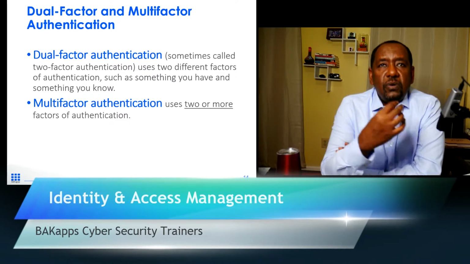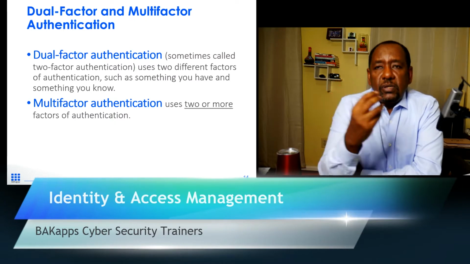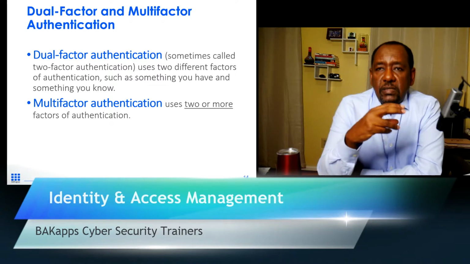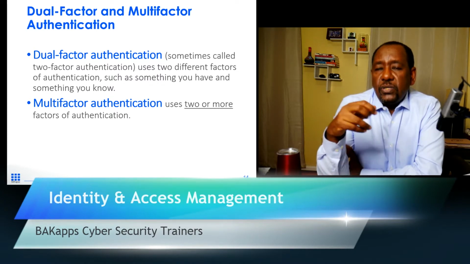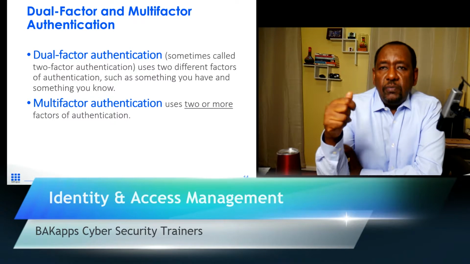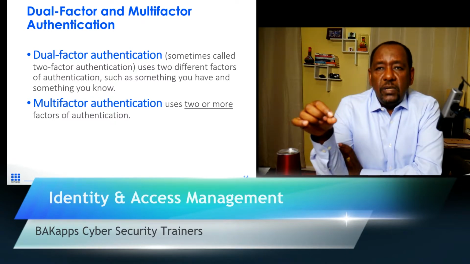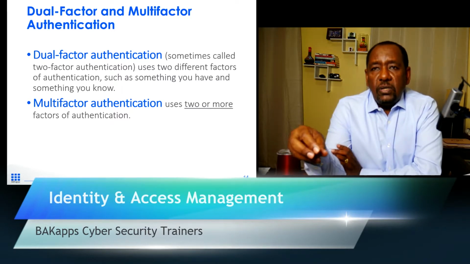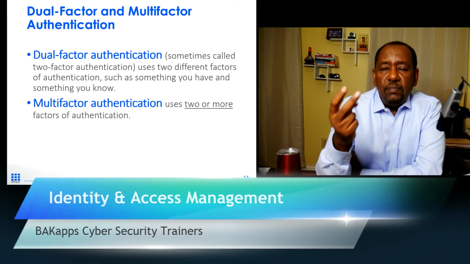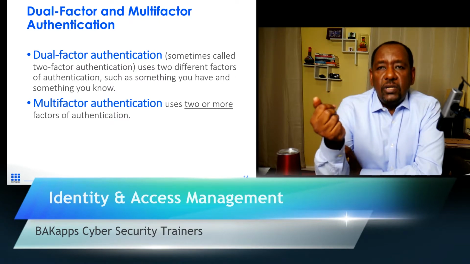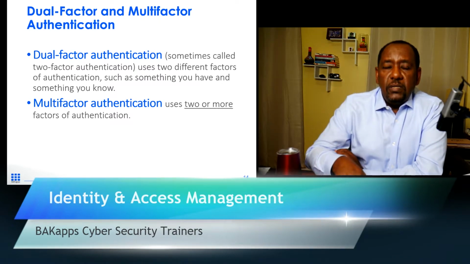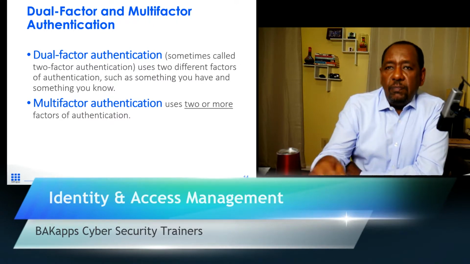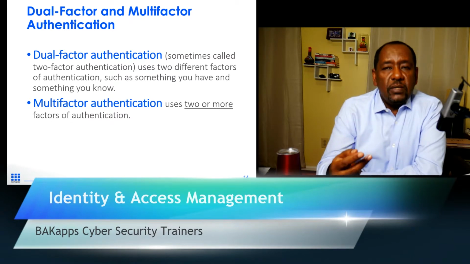So when we say dual factor authentication, sometimes they call it two-factor authentication. What you are using is only two of the different authentication factors we discussed earlier. It could be something you know, which is a password, with a card, which is something you have. You are using something you know and something you have. It is two of them. It is a dual factor authentication. Or it could be your fingerprint, which is something you are, and something you know. It could be a password. Again, it is a dual factor authentication.